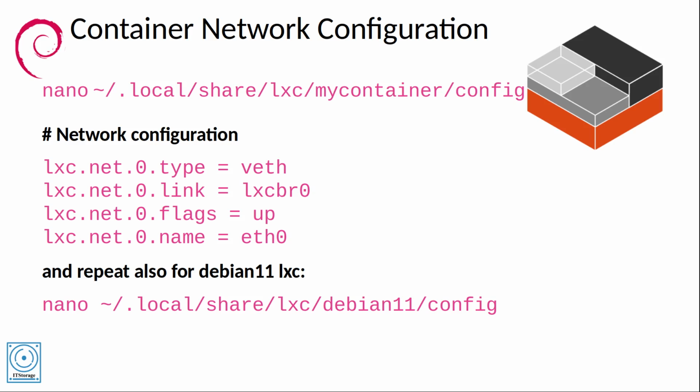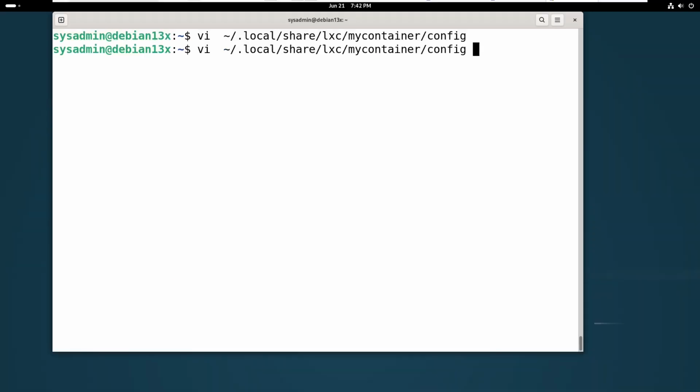lxc.net.0.flags = up. This command ensures that the network interface is initialized and set to the up, active state as soon as the container starts. lxc.net.0.name = eth0. This defines the name of the network interface inside the container. Regardless of what the host sees, the OS inside the container will perceive its network card as eth0. I'm gonna repeat that for Debian LXC.